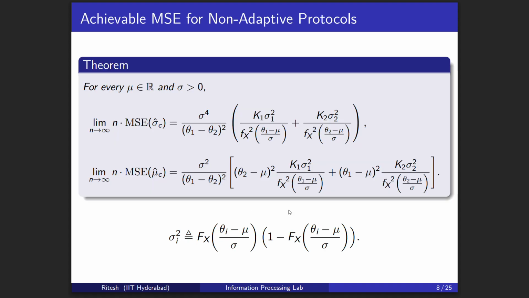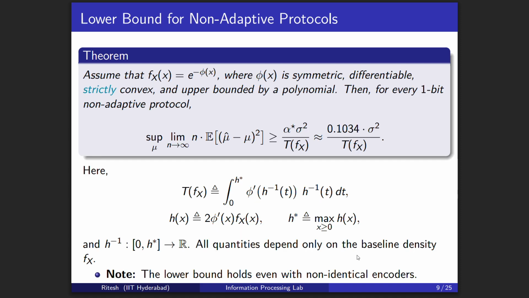With this protocol, we have a result on the achievable MSE for non-adaptive protocols. For every mu, which is a real number, and for positive sigma, we have this asymptotic MSE for sigma, and for the asymptotic result for estimating mu, the result is this one, where sigma can be defined as follows. So now, what is a lower bound for non-adaptive protocols? That's the result I have shown, which is not optimized.